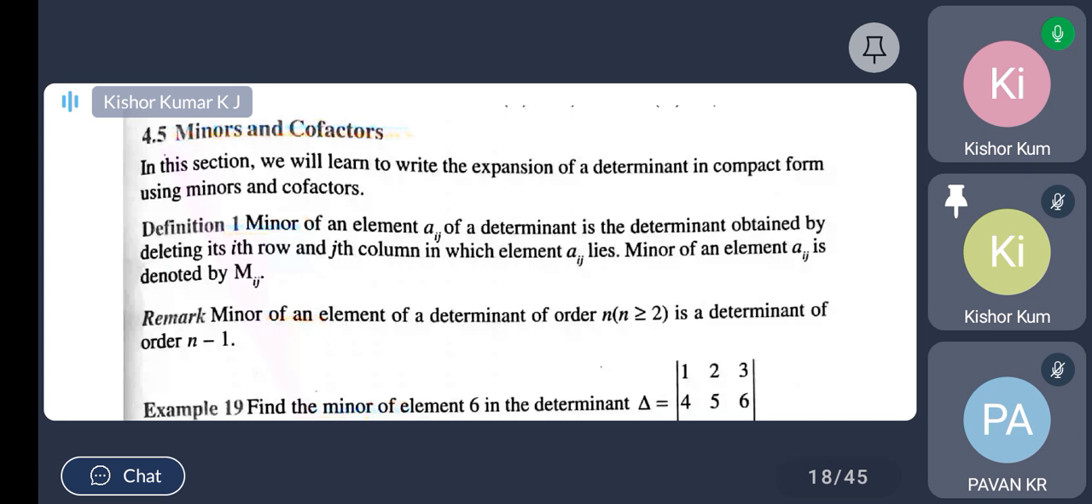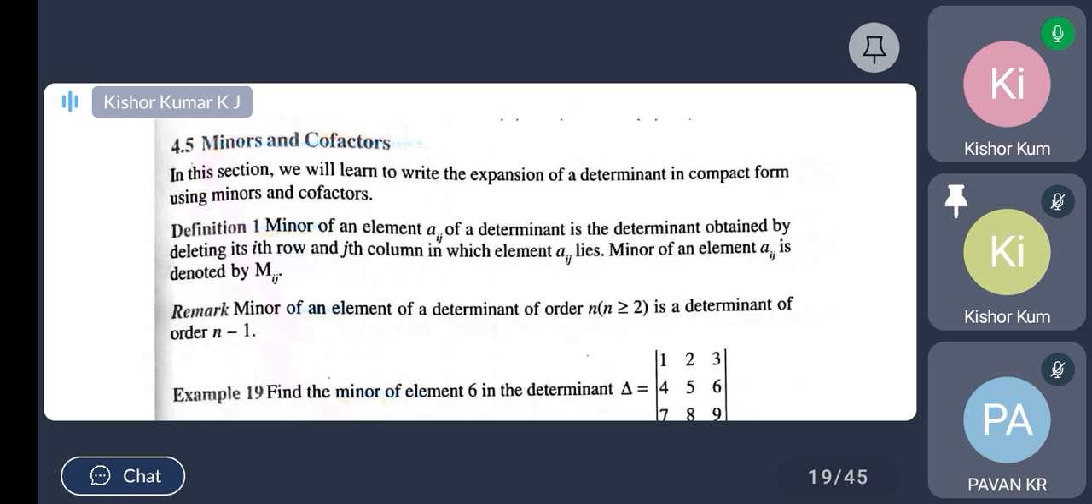So here you have the next content, minors and the cofactors. Let's see what the definitions are for both terms. I hope these are new terms you are going to be listening to now. Minor is nothing but, through the determinant you have, we are going to calculate the minors, and using the minors we will calculate the cofactors. So let's see what the definition of a minor is.